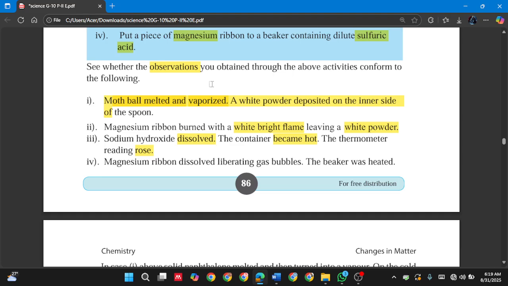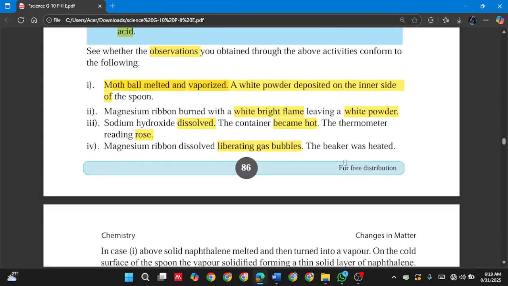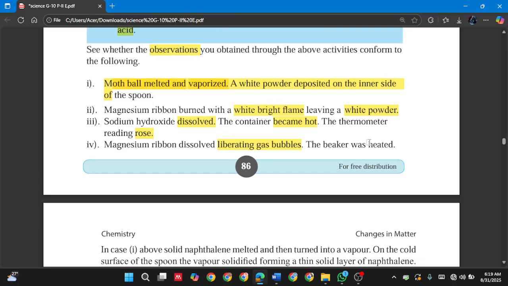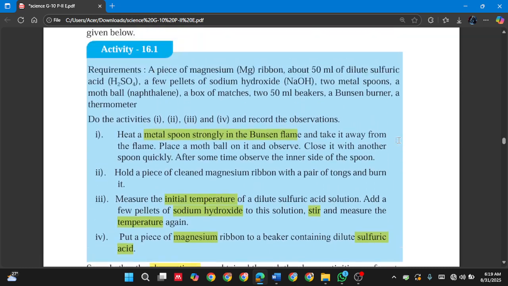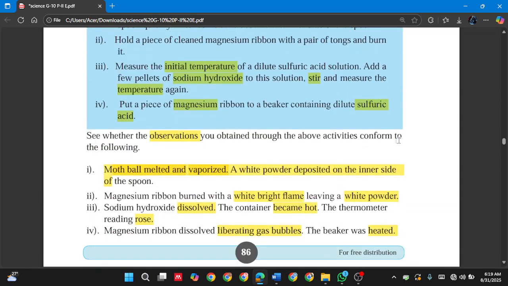Magnesium with H2SO4. Magnesium ribbon dissolves, liberating gas bubbles. You will later know this is hydrogen gas. So the beaker was heated. These are the observations. So these are the normal common practicals we could observe. Nice observations.